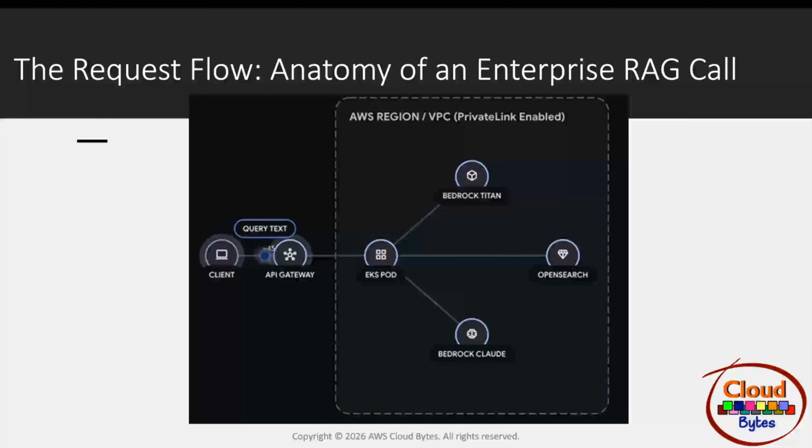Let's trace a live request. A user asks, "What is our Q3 refund policy?" First, the API Gateway authenticates the user. We must turn the text question into a vector using an embedding model. We query OpenSearch with that vector to find the top 5 paragraphs in our corporate wiki about refunds.